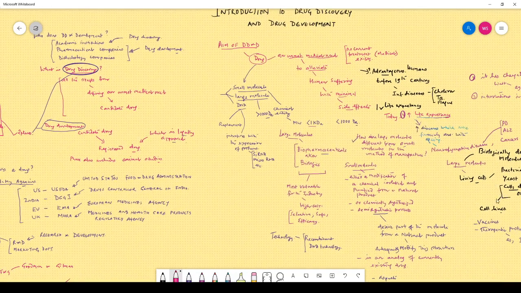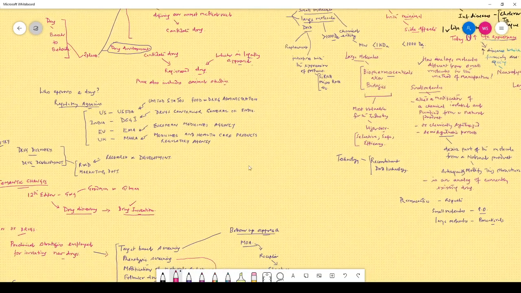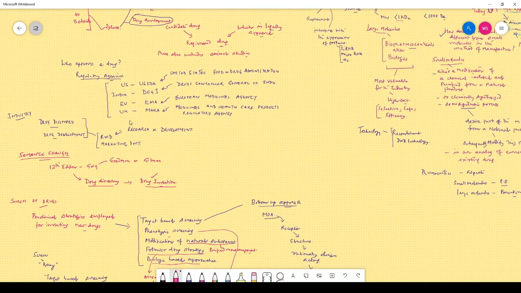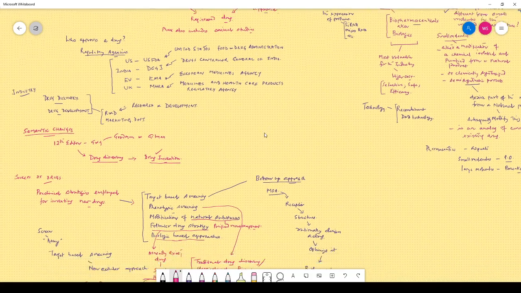And we have talked about some details about the large molecules. We have talked about what is the difference between drug discovery and drug development. We have talked about who approves a drug. Okay, so in different geographical locations, there are different regulatory agencies which look after the drug. And we have talked about which department in the industry is responsible for drug discovery and development. We have talked about the recent semantic change where drug discovery is replaced by a new term called drug invention.